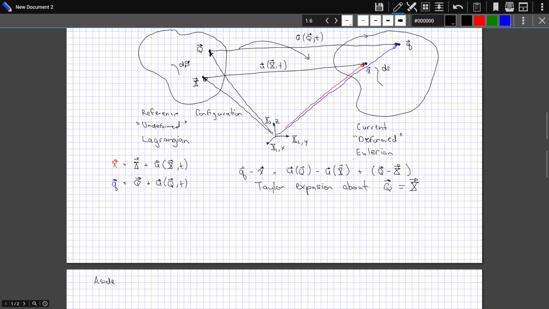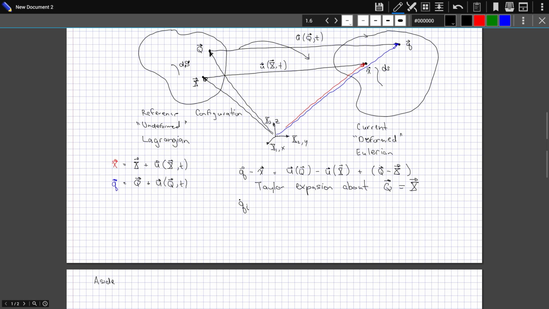And to do that, remember these are vectors, right? So there's actually three components to this: X1, X2, X3, Q1, Q2, Q3. What I'm going to do is write the Taylor expansion in terms of the ith component, just an arbitrary ith component. So i could be 1, 2, or 3. And you'll notice I drop the vector because now I'm just talking about a component. Okay?